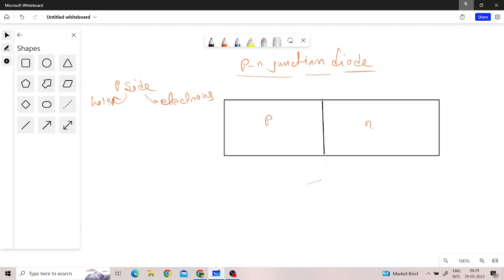Suppose here the majority carriers are holes, which I denote by Pp, with concentration Na, and the minority carriers are electrons, which I denote by Np, which is Ni square by Na, where Ni is the intrinsic carrier concentration. So you can say that Pp is much greater than Np.